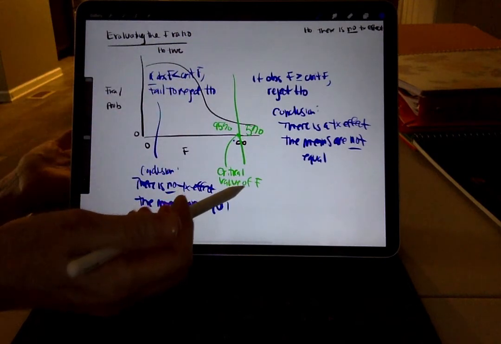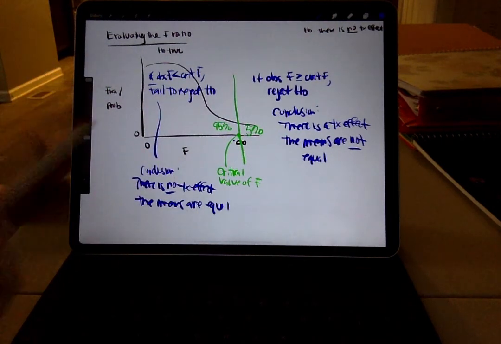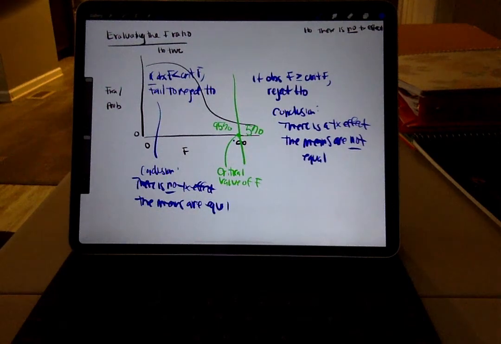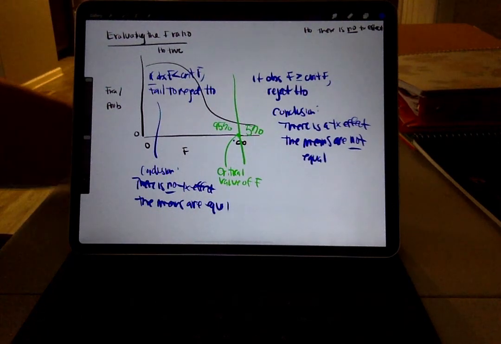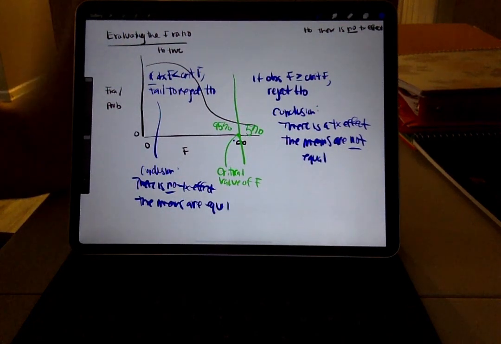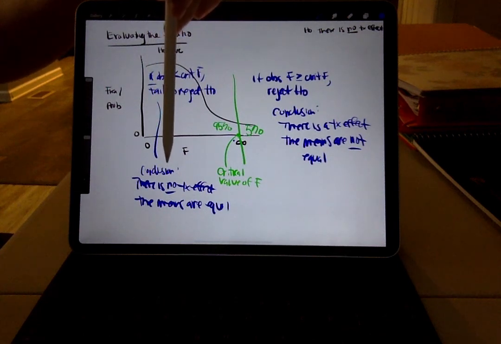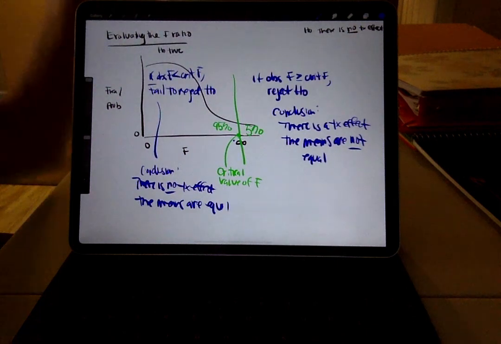Once you put your critical F on here, then you're going to go back to your ANOVA summary table and put your observed F, or your calculated F, on the chart as well. And then all you're going to do is compare those two numbers. You're going to compare your critical to your observed. If your observed is greater than your critical, so if your observed falls over here, you are going to reject your null hypothesis and conclude that there is a treatment effect, the means are not equal, and something is going on. If your observed F falls to the left of your critical F, if it's smaller than your critical F, you fail to reject the null hypothesis and conclude there is no treatment effect. The means are equal and there's nothing going on.